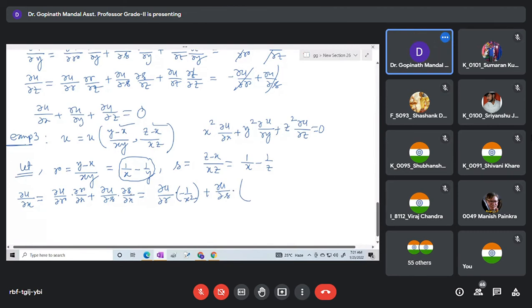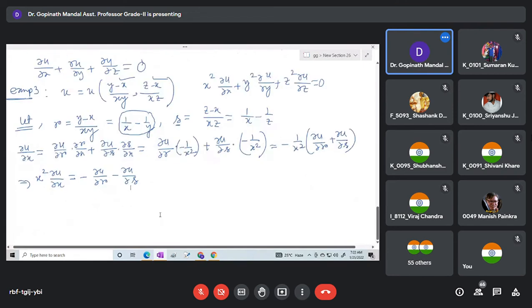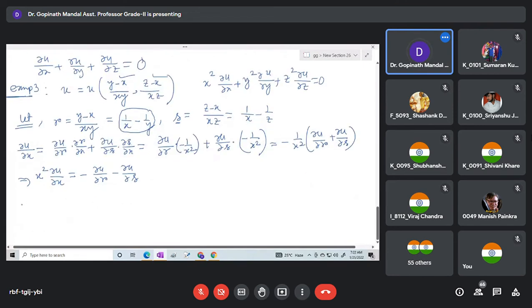∂s/∂x, so the derivative of 1/x is minus 1/x², and 1/z derivative is 0. So minus 1/x² ∂u/∂r plus ∂u/∂s. Multiplying x² on both sides, x² ∂u/∂x is minus ∂u/∂r minus ∂u/∂s. Now ∂u/∂y.